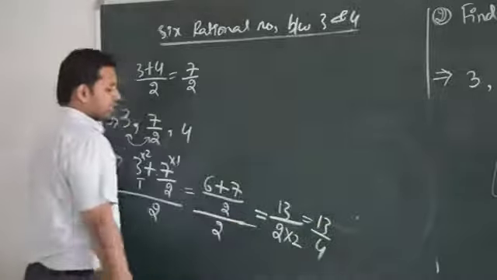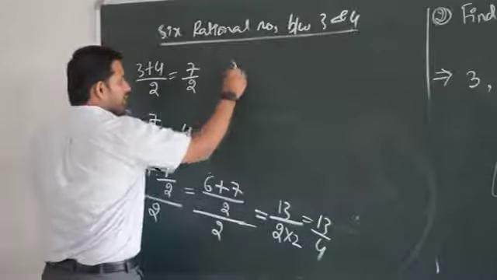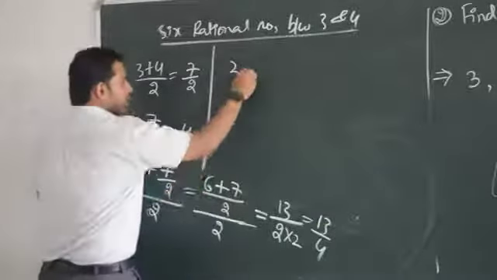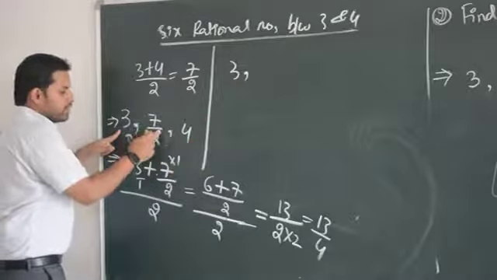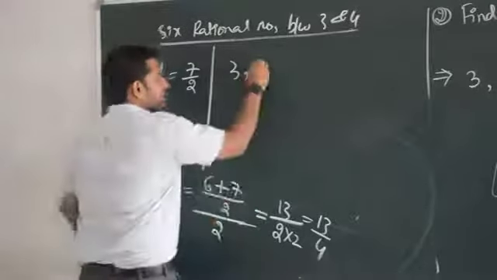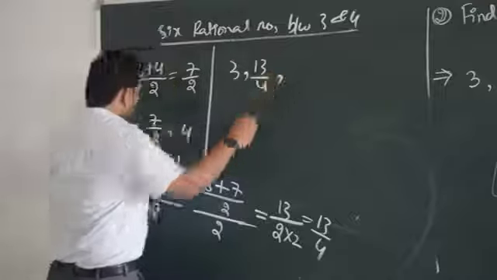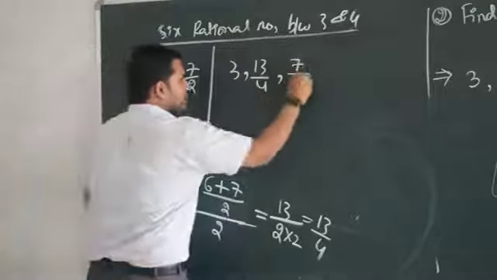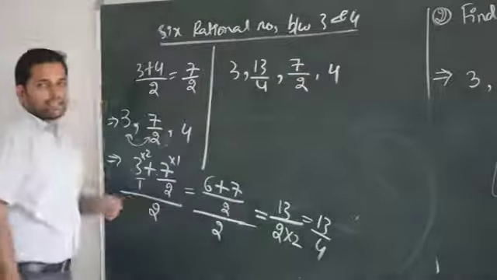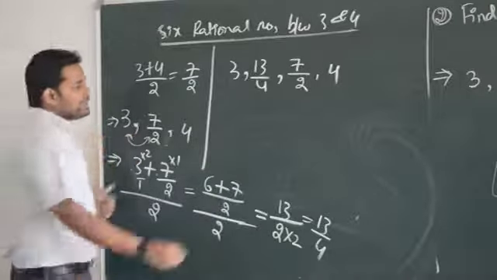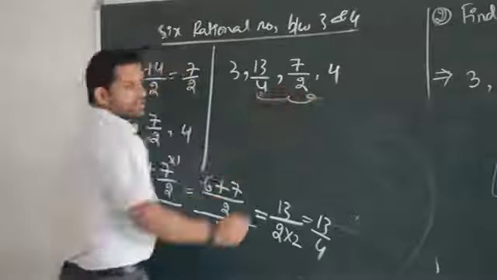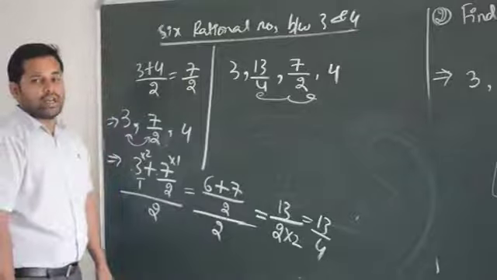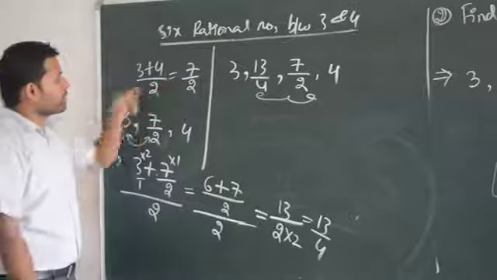What is the meaning of this 13 divided by 4? For example, I have 3 here. Then after this we had 7 by 2, no? In between, this number will come, that is 13 divided by 4. Then I have 7 by 2, then I have 4. See here, by doing all of this, I just got 2 rational numbers. Only 2 rational numbers I got. I have to find another 4, because I have to find 6, no?